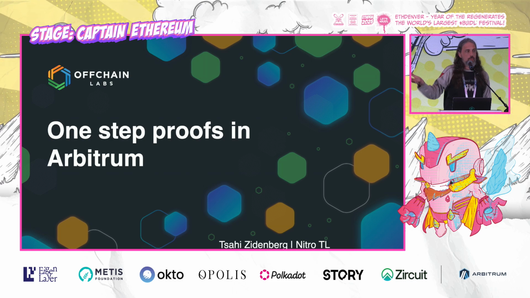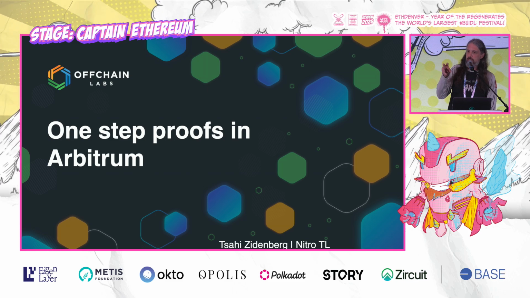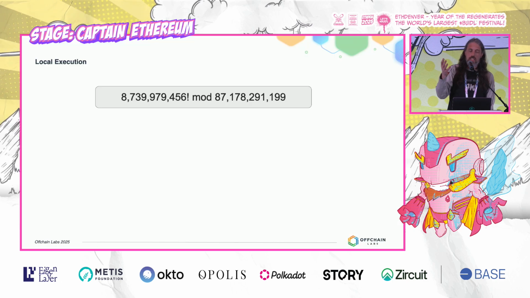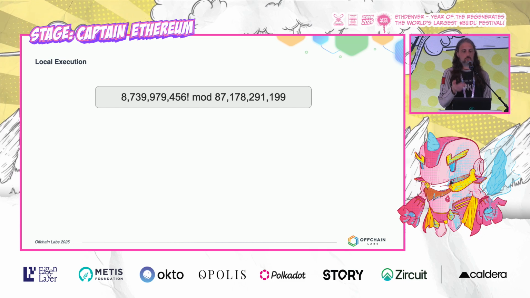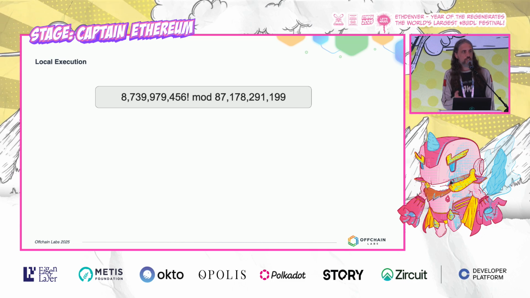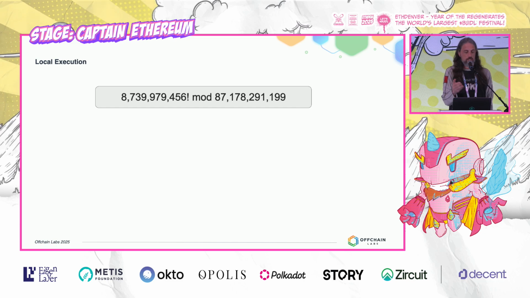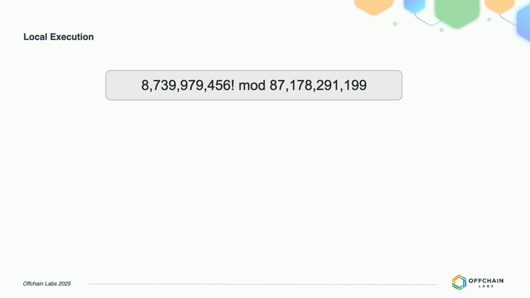For me, this is the most basic explanation of how Arbitrum, or most optimistic rollups, actually work and what makes them correct. We'll start with a toy simple problem. Let's say I want to do this computation. I want to do a factorial of a not small number modulo a non-small prime.